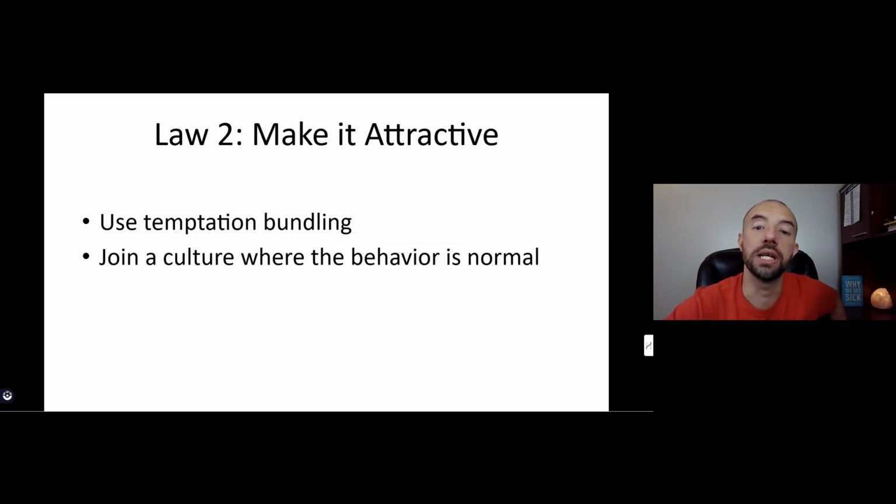The next one is join a culture where the behavior is normal. Surround yourself with a group where the habits that you want are common. As humans, we imitate those that are close to us, so being part of a culture where the habits are normal makes it more attractive. An example would be if you want to read more, you might join a book club. Another would be if you want to start running more, joining a running group would be a good idea. When everyone around you does the habit you're looking to form, it feels natural instead of forced.